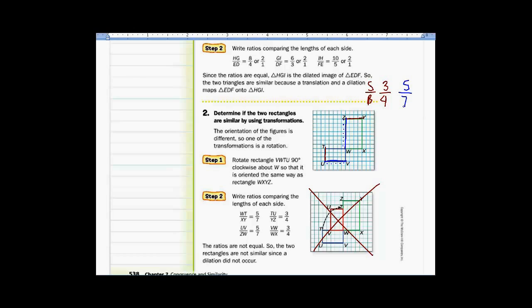Now, 3/4 and 5/7 are not going to reduce to the same thing. You can check cross products. That would be 21. That is 20. So those are not the same. Therefore, these two rectangles are not similar. So you cannot just go by your eyes and say, oh yeah, they look about the same, only one's a little bit bigger. They do not have the same proportions. They do not have the same scale. So these are not similar.